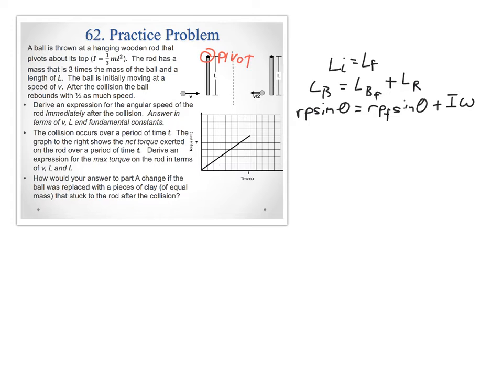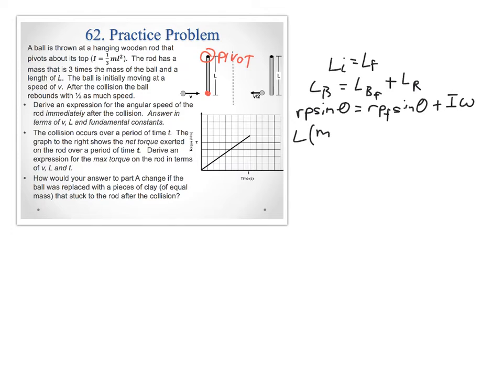For the ball, we're going to think about its radius. It's going to hit right here, so the distance away is just going to be L, the length of the rod. Its momentum is going to be its mass, which I'm just going to call m.